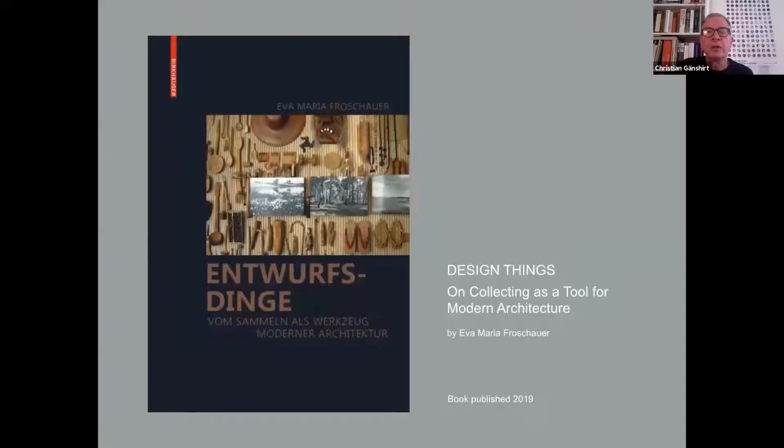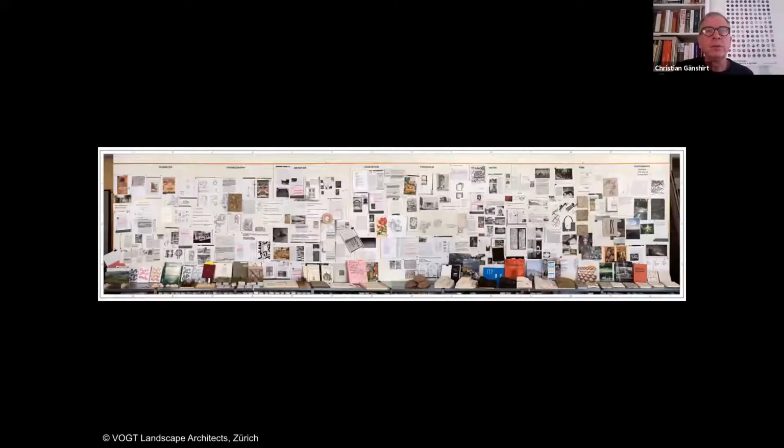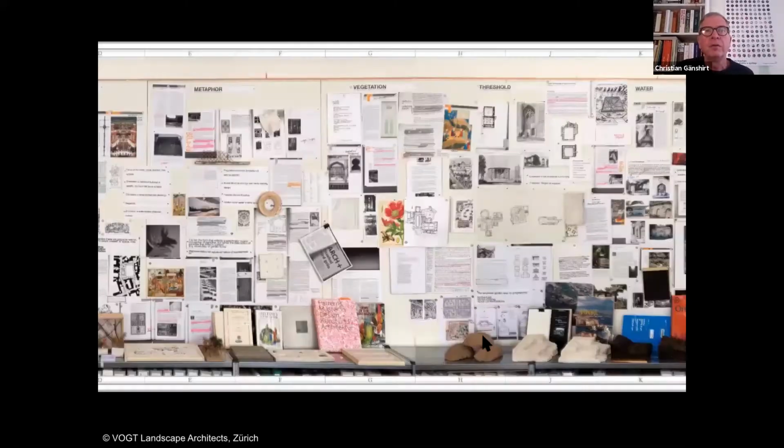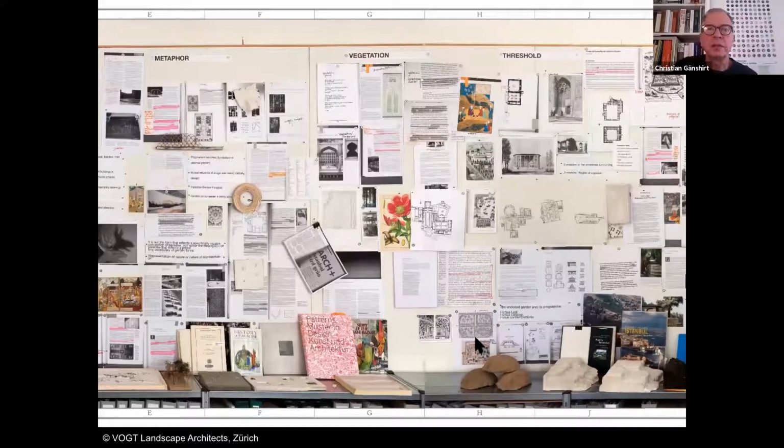Let me first talk a little more, to end this chapter, about this book on collecting as a tool for modern architecture. It was a big research undertaken by Eva Maria Froschauer, a colleague of mine in Berlin, and she discovered amazing things. For example, she discovered how architects use collections as a design tool. This is a Swiss landscape architect, his name is Vogt, in Zurich, and they very consciously and very clearly use collecting as a tool to create a mental space for developing their ideas.